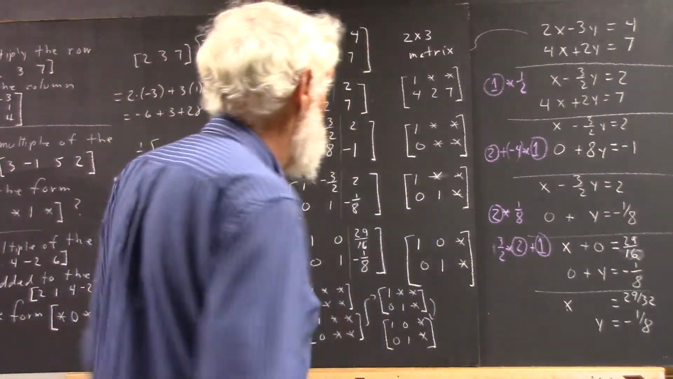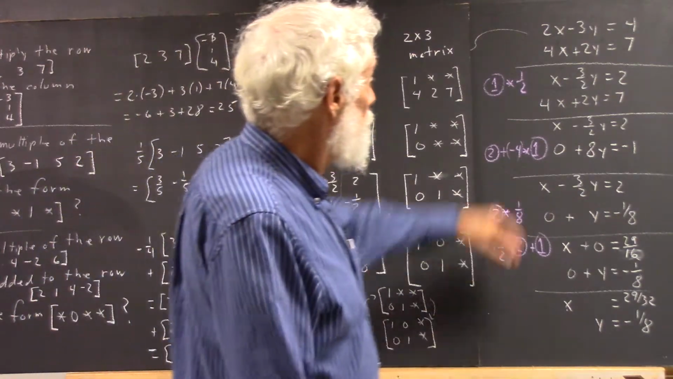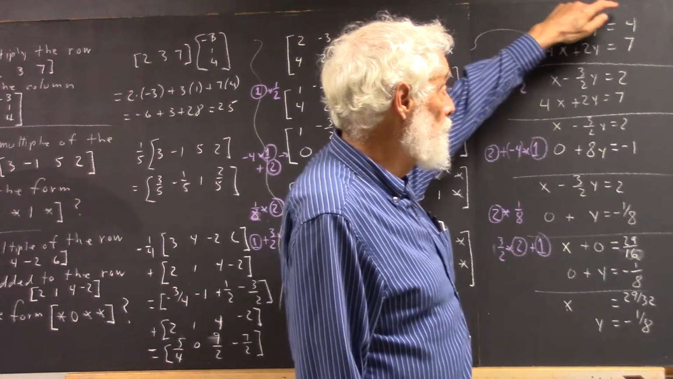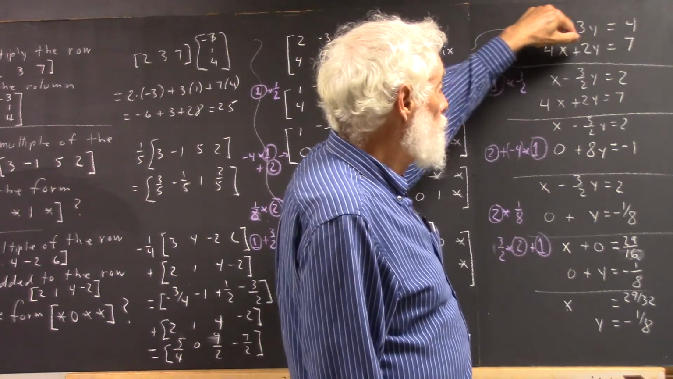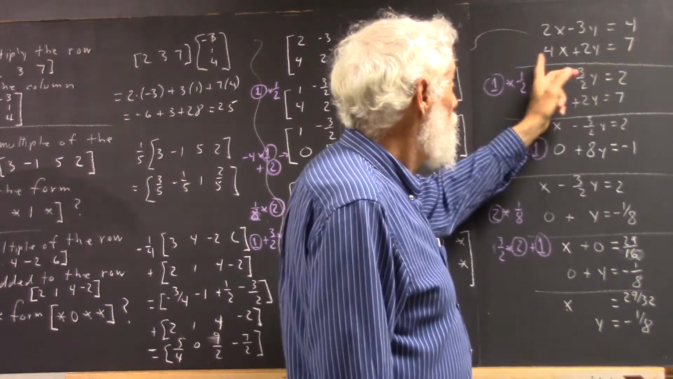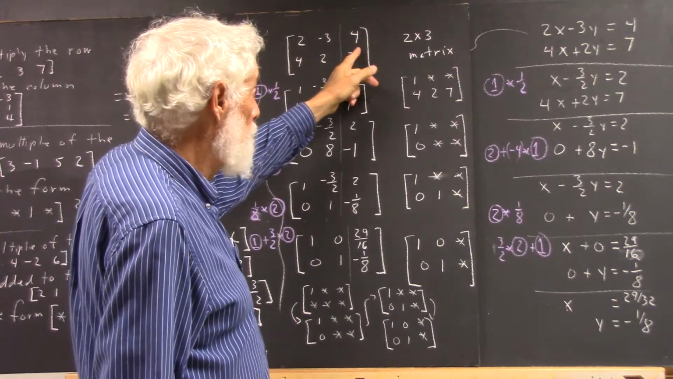Okay, so here we have our matrices. Now I'm writing down a set of simultaneous equations. 2x minus 3y equals 4, 4x plus 2y equals 7. These coefficients, you can see, are completely mimicked by the numbers in the rows.